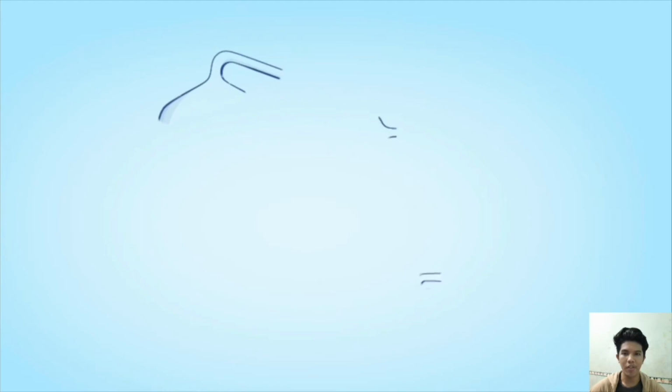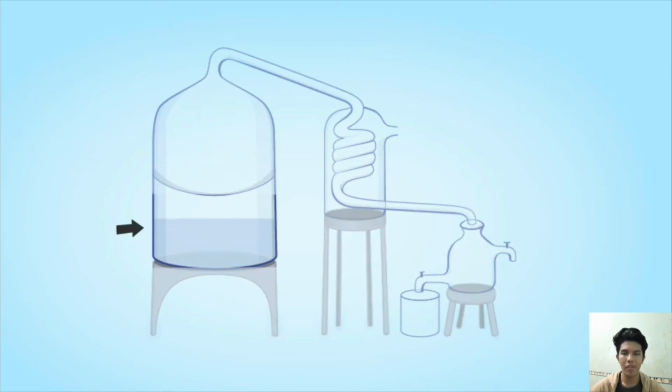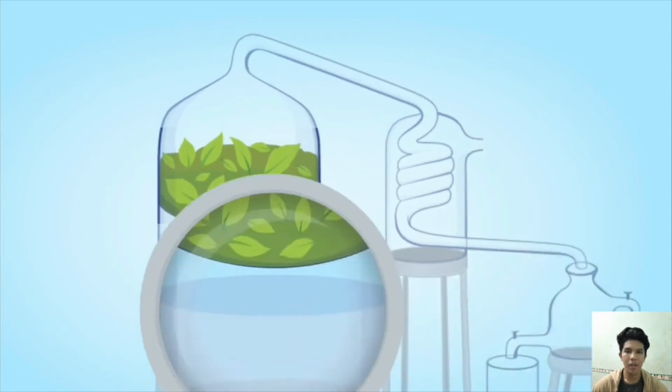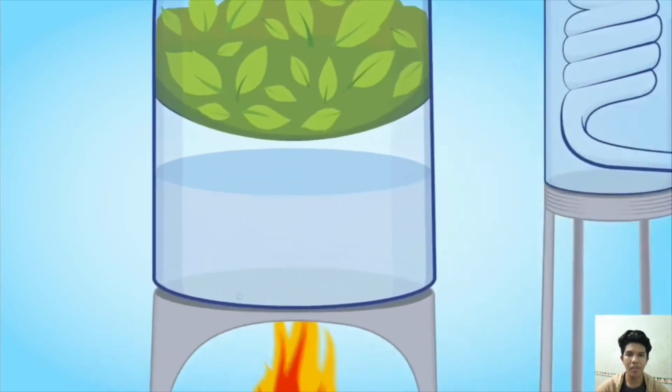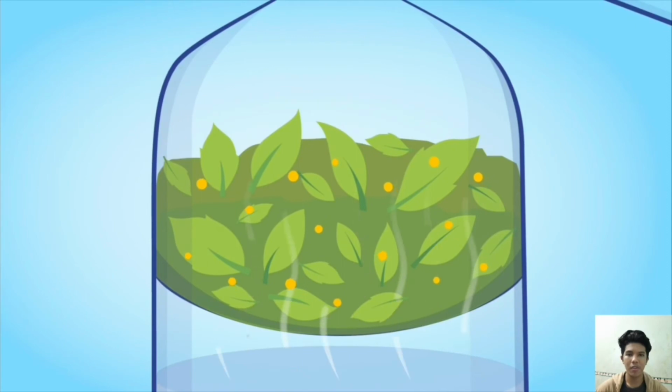So this is the apparatus for steam distillation. At the bottom, a reservoir is filled with distilled water, and above is an alembic chamber that holds plant material, often called biomass. The biomass is full of tiny sacs that contain pure essential oil. When the water boils, the steam passes up through the chamber. As the steam passes up through the biomass, the temperature causes the tiny sacs to release essential oil.